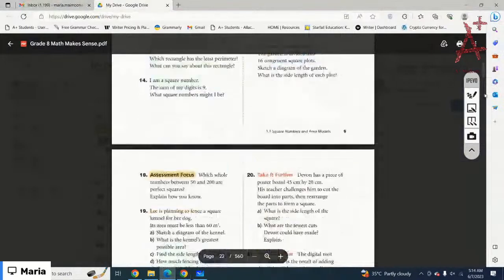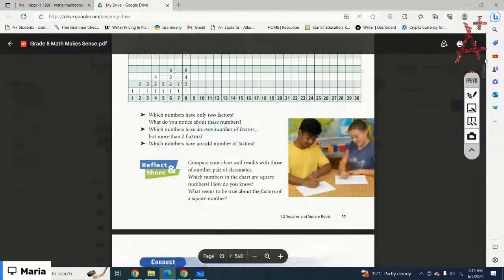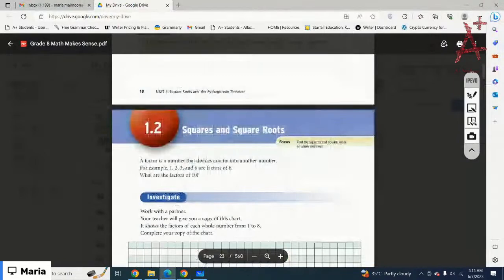Okay, let's just move on to the next lesson. You can do the rest of the questions by yourself. The next one is squares and square roots. Okay, now we've learned what squares are. Now we're going to learn about squares and square roots. Got it?